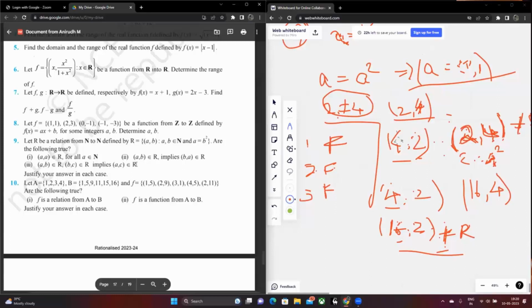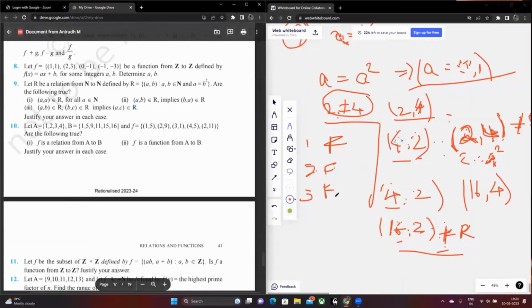And this third property is called the transitive property, because (a, b), (b, c) transits to (a, c). This is transitive. So you have the reflexive property, the symmetric property, and the transitive property, all being false for this relation, (a, b) belonging to N and a equals b squared.